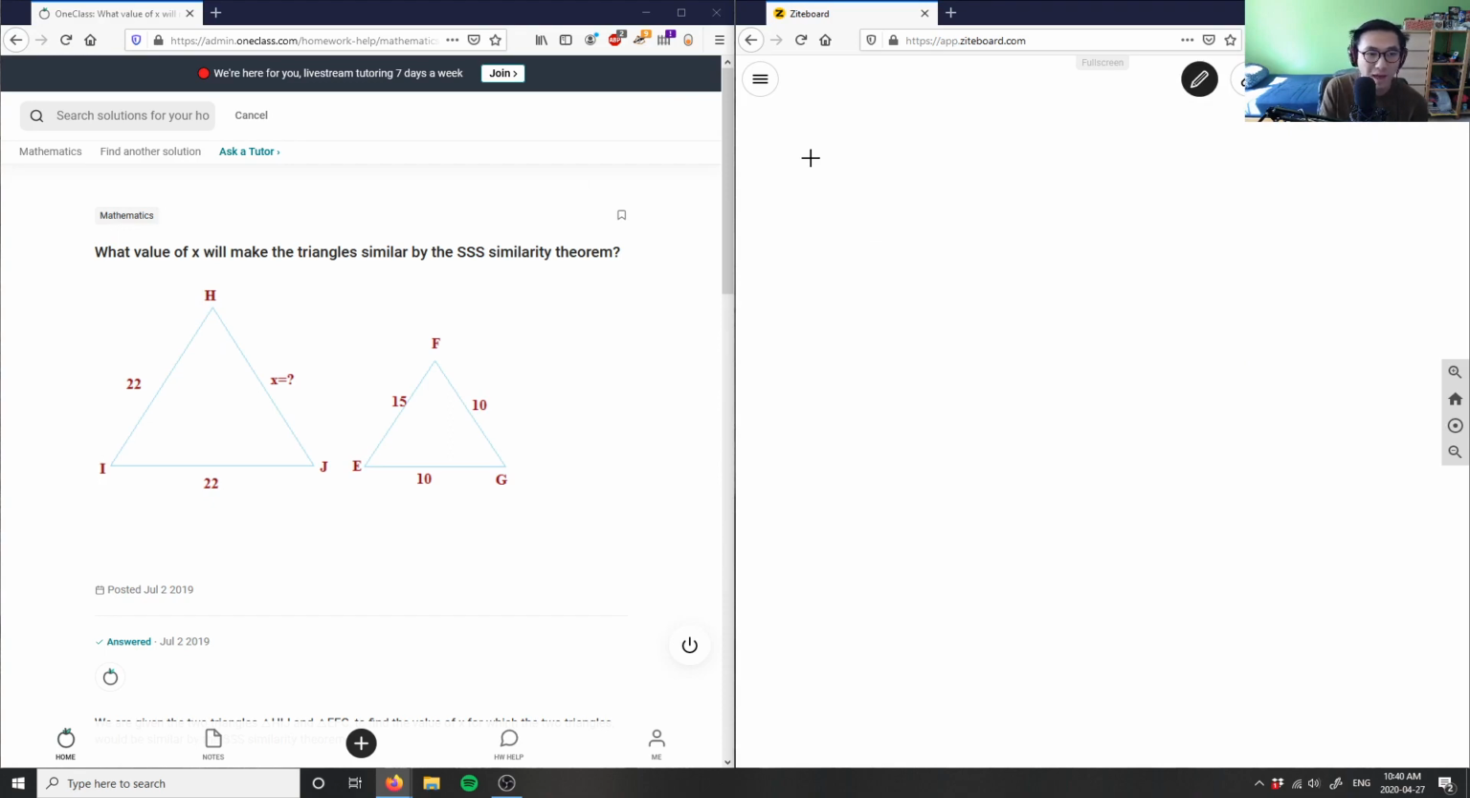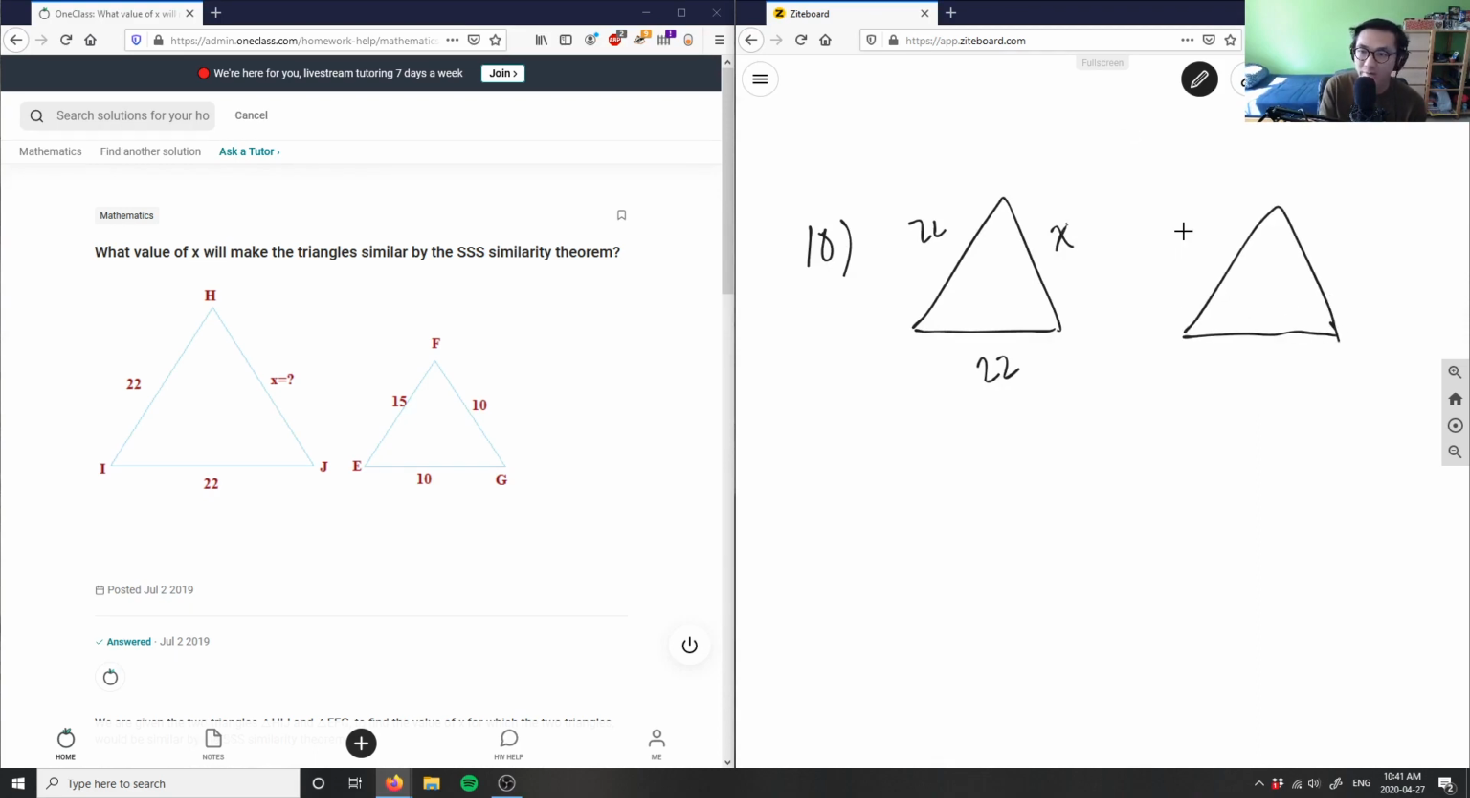So it says, what value of x will make the triangle similar by the SSS similarity theorem? So let's do, here's 10. We have 2 triangles here. One triangle is 22, 22, and x. And I have another triangle here. The size, it's not to scale, obviously. 15, 10, and 10 here. It's asking us what value of x will make these triangles similar by the SSS similarity theorem.